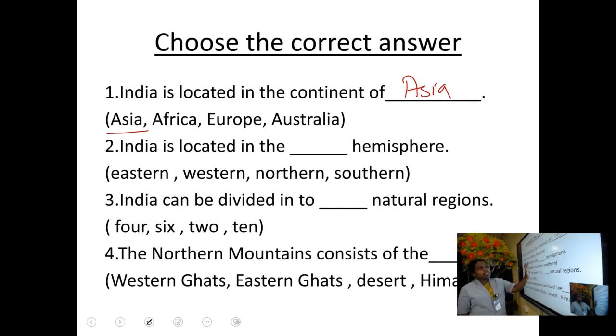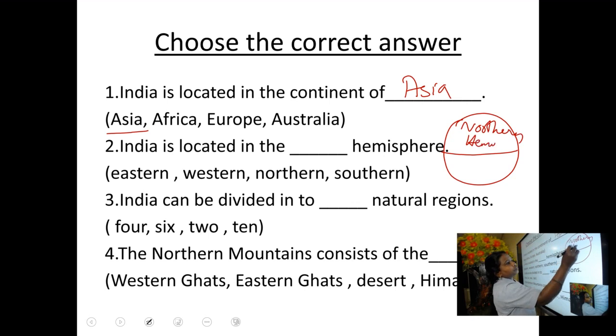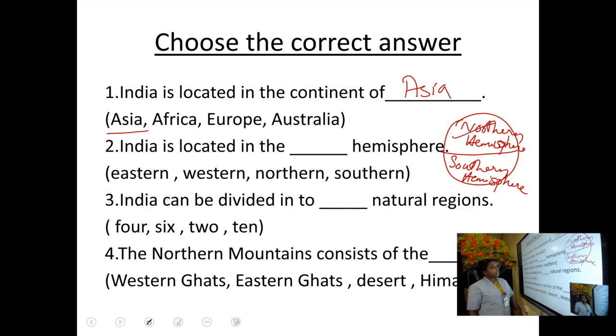Then India is located in the dash hemisphere. That is, if we think of the globe as a whole and divide it into 2, the first part is the northern hemisphere, then the southern hemisphere. So our India exists in the northern hemisphere. So northern is the answer.